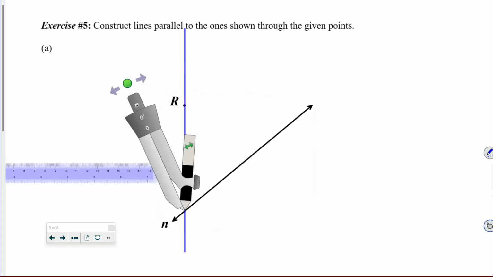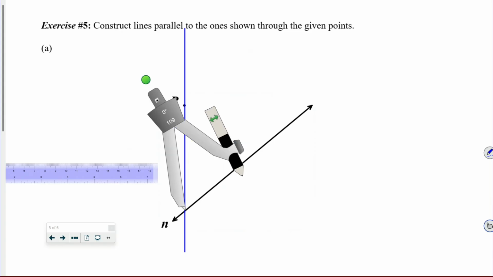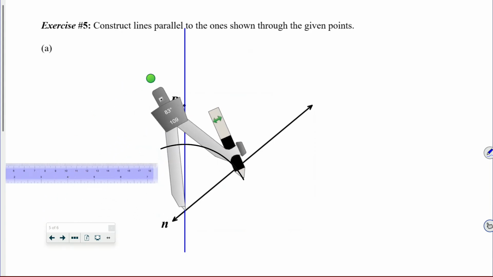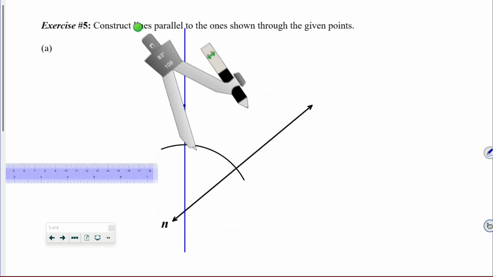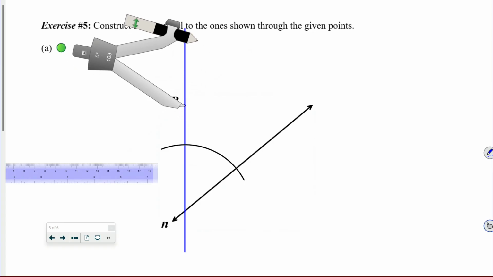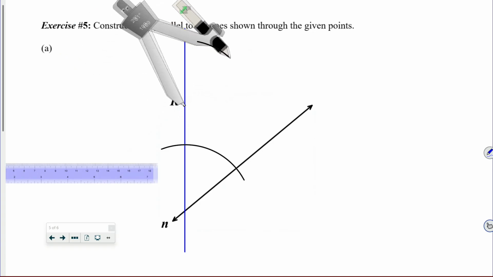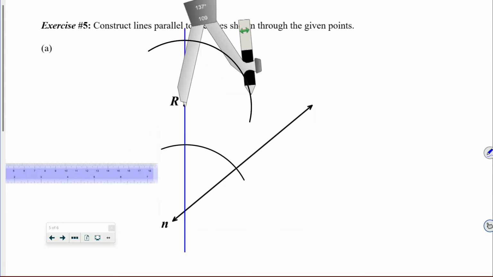I'm going to come down here to my angle that I know. I'm going to put the sharp end on the vertex of the angle, extend my compass to a certain amount, and draw an arc that passes through the two rays of that angle. I'm now going to bring the pointy end of my compass up to point R, and draw the equivalent arc. Okay, I got to make sure it goes through that ray.